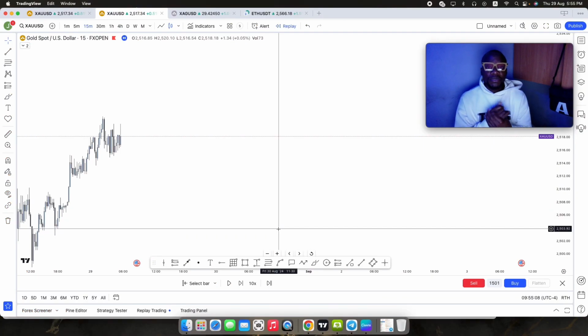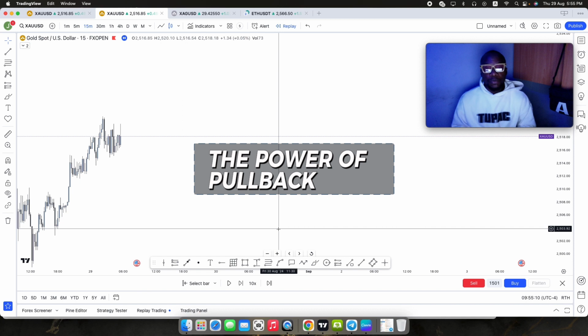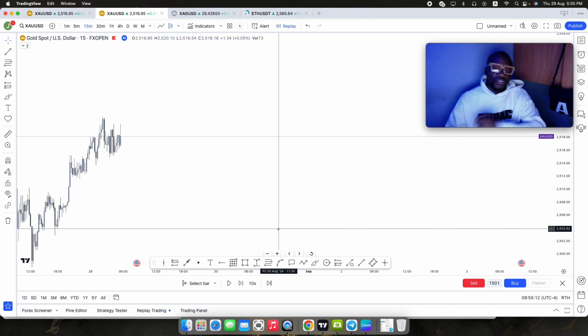This episode, we're going to be talking about the power of pullback. Now, for most of you traders, you might be familiar with this word, pullback, or perhaps reversal. So many people call it pullback, while many people call it reversal. So there are things to know if you want to trade a reversal point. Now, one of the things to know is this.